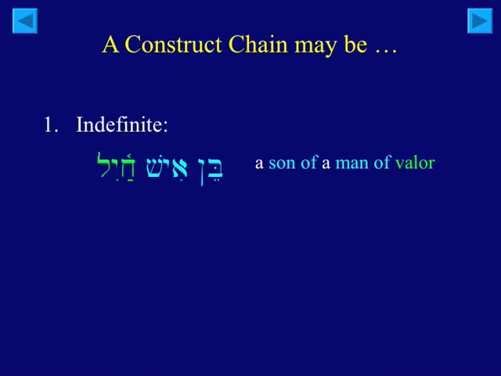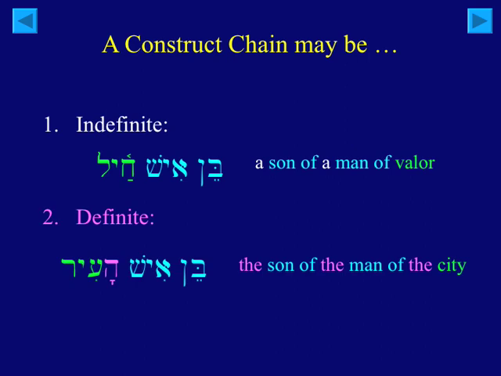Now a construct chain may be indefinite or definite. So here's an example of an indefinite construct chain. Ben ish chayil, a son of a man of valor. Or a construct chain may be definite. Ben ish ha'ir. Ir is marked with a definite article, the city. And so we translate the construct chain, the son of the man of the city. Ben ish ha'ir.